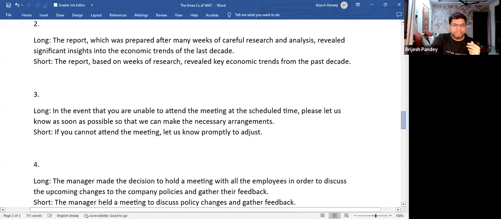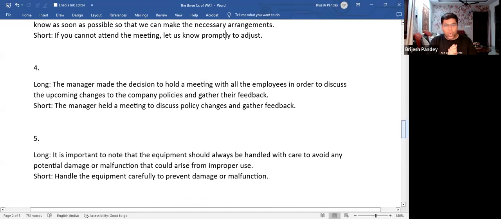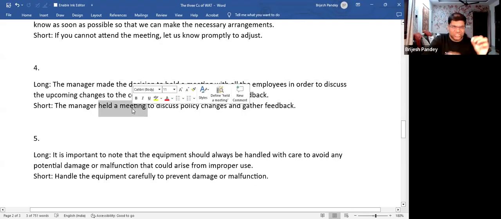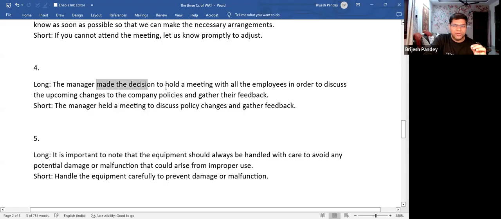Look at the fourth one. The manager made the decision to hold a meeting with all the employees in order to discuss the upcoming changes to the company policies and gather their feedback. The manager made the decision to hold a meeting. Made the decision to hold a meeting. Why such a long phrase? The manager held a meeting. So held a meeting has been stretched here, made the decision to hold a meeting. Held a meeting, three words; made the decision to hold a meeting, almost 1, 2, 3, 4, 5, 6, 7 words. 7 words and 3 words.